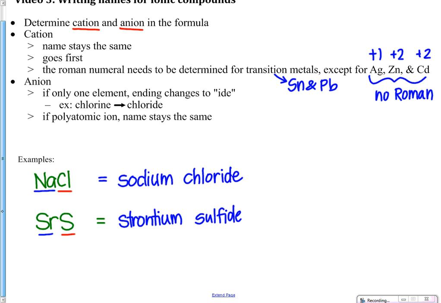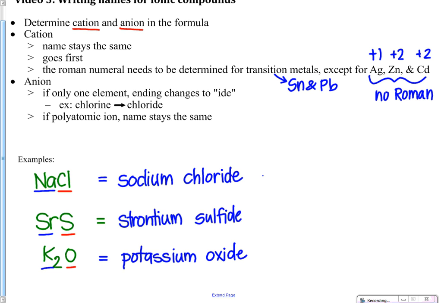One more example of this type of problem, and the next one will be K2O. The positive part of this compound is potassium, or the K, and that means oxygen is the negative part. So to name this compound, I'm going to say potassium. I keep the first name the same, and then oxygen will become oxide.